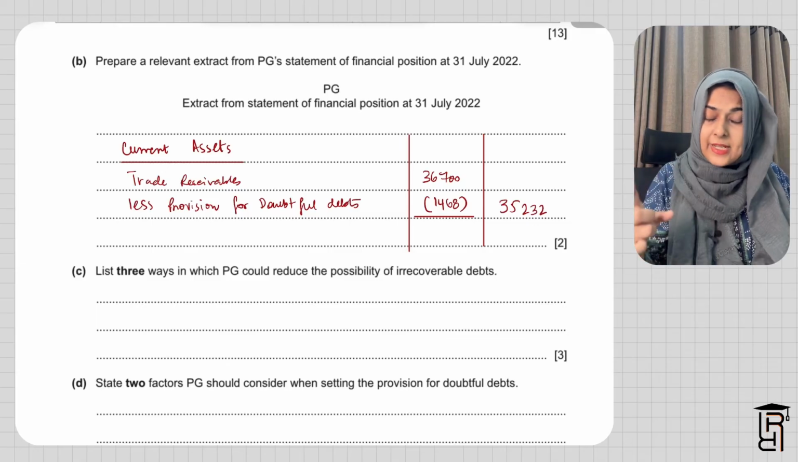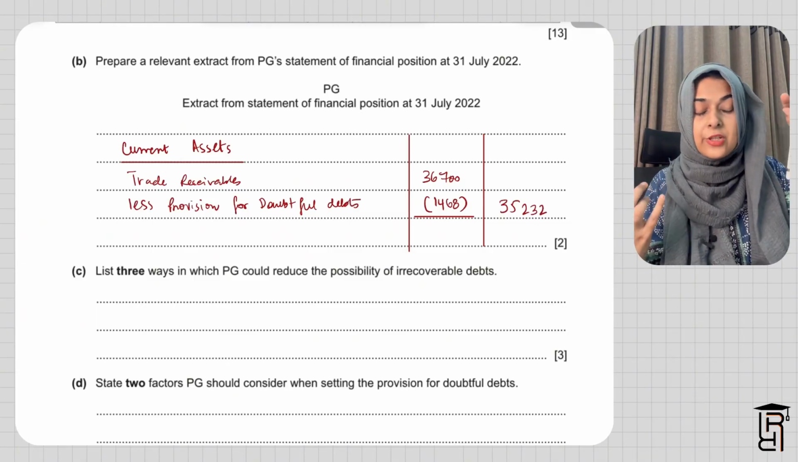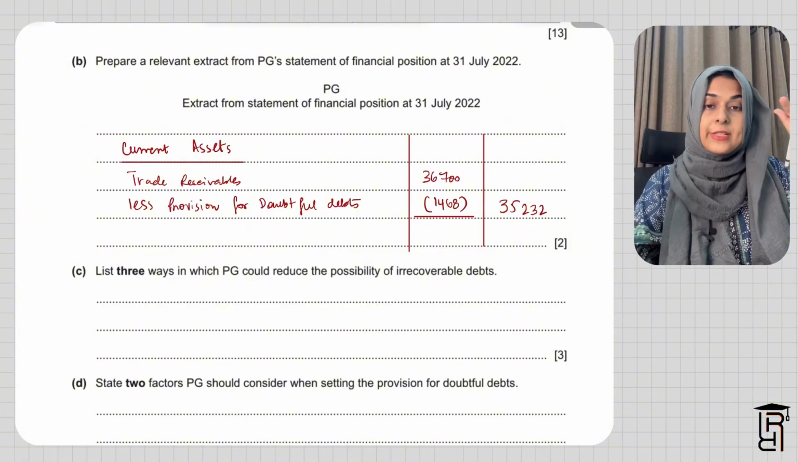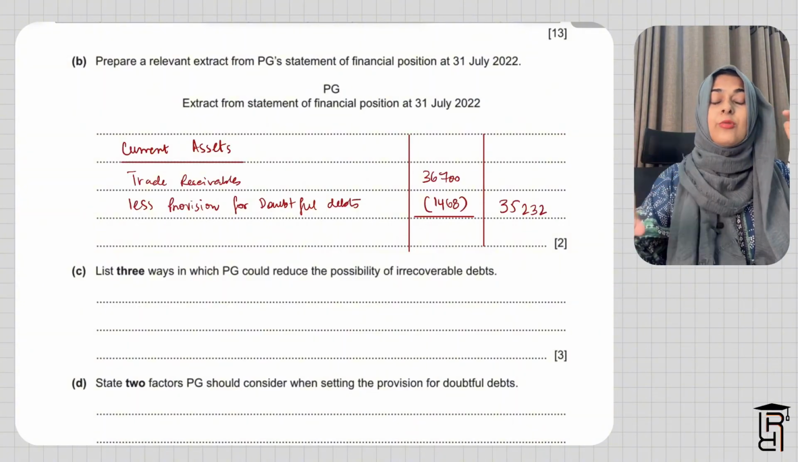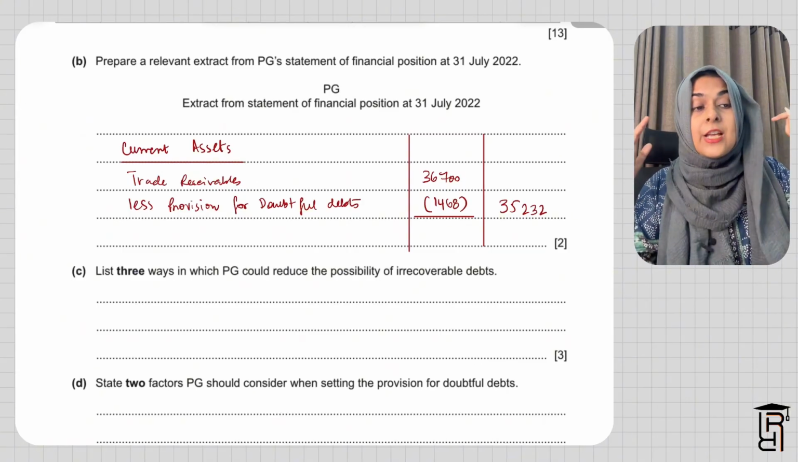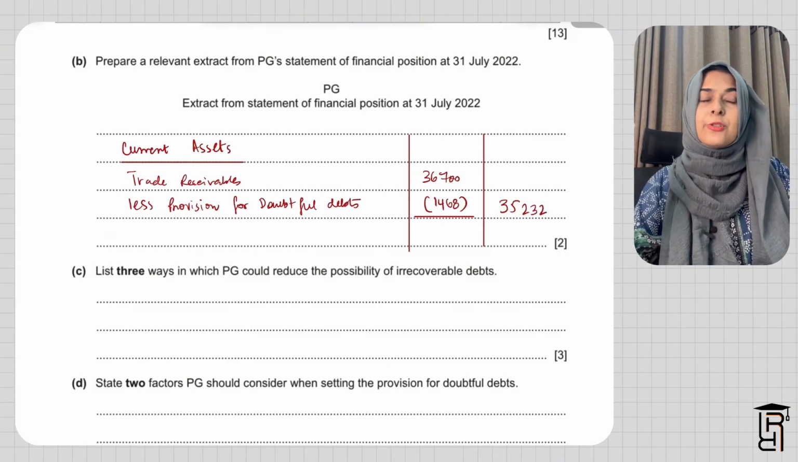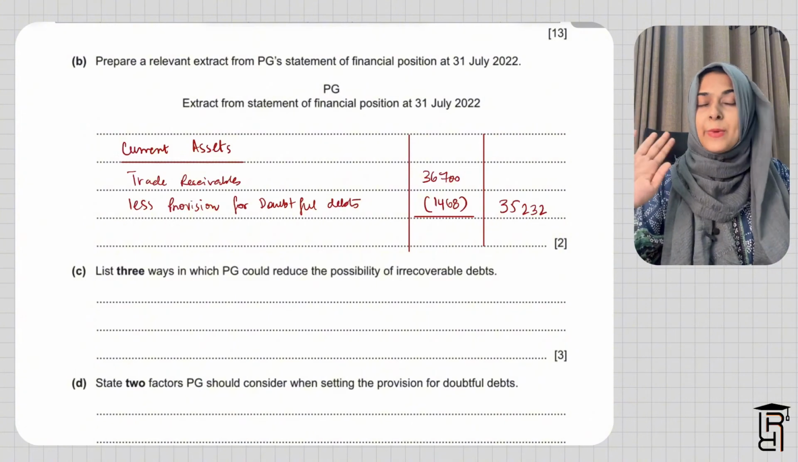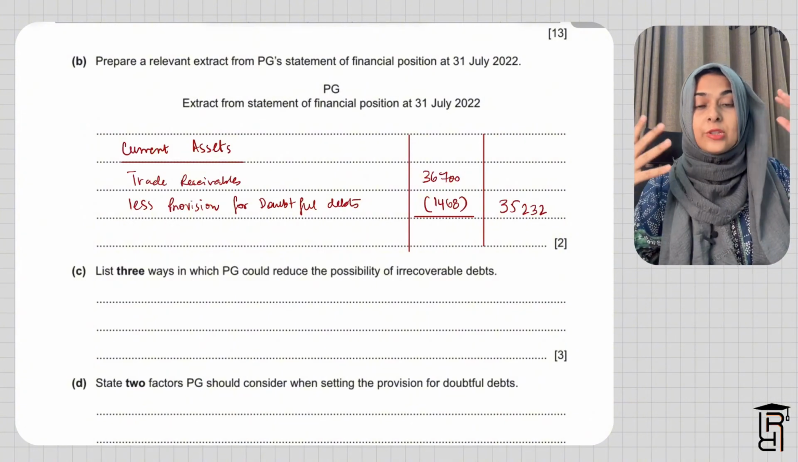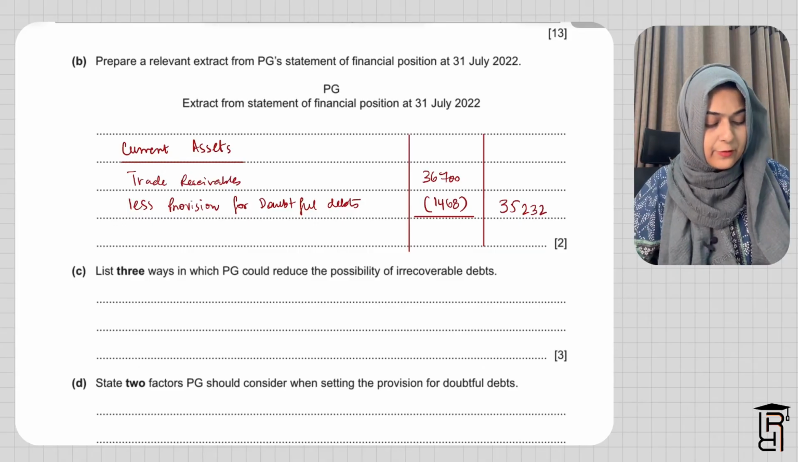When they say relevant extract, they want you to pick the information in the question and prepare a relevant extract. So I knew that I have my trade receivables information and the provision for doubtful debts information. So I have to think through what a statement of financial position looks like, and okay, I know my trade receivables, so that means I know the current assets, that is trade receivables, and I will subtract provision for doubtful debts from that.